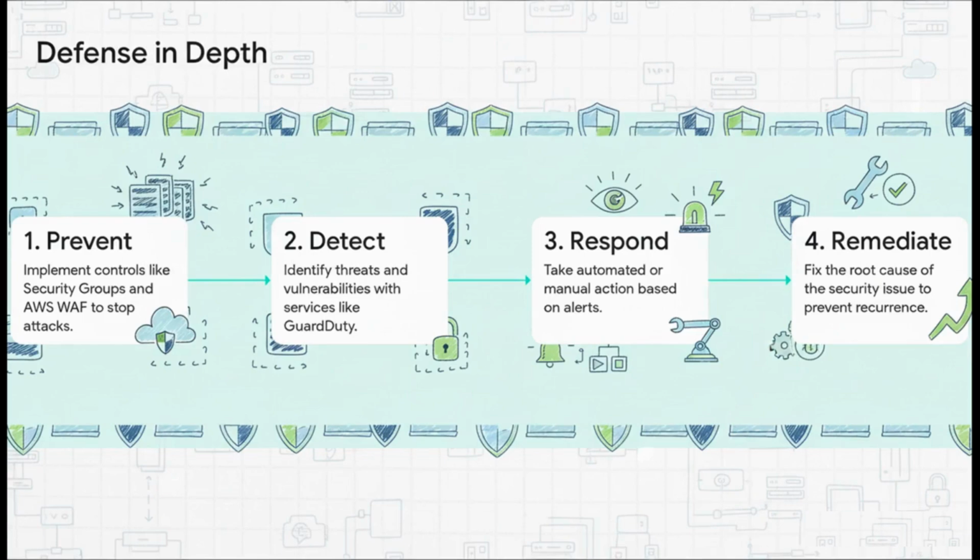Think about it. Your security groups, they're like the castle walls. They're there to prevent people from getting in. But a service like Amazon GuardDuty, that's the guard on the watchtower. It's actively detecting suspicious behavior and sounding the alarm. This way, if one thing fails, your whole system doesn't come crashing down.